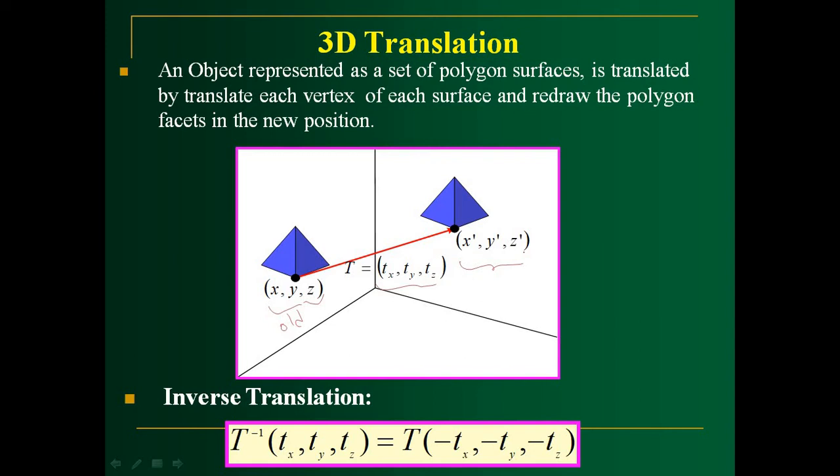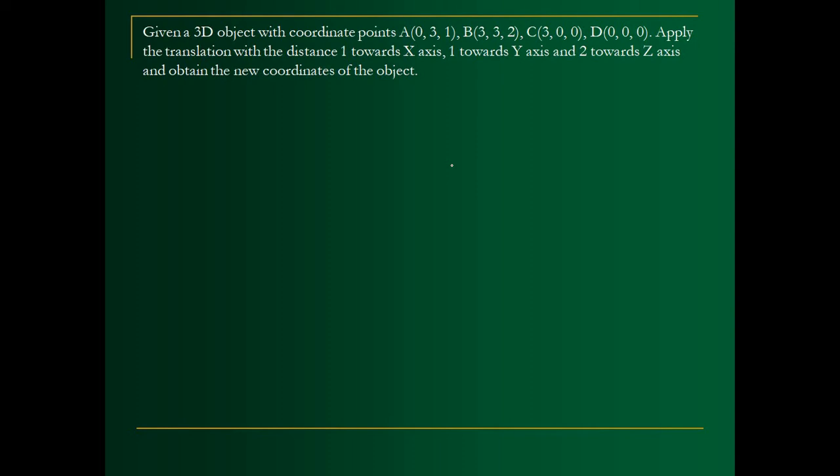Now let us give an example. Given a 3D object with coordinate points A (0, 3, 1), B (3, 3, 2), C (3, 0, 0), D (0, 0, 0), apply the translation with distance 1 towards the x-axis, 1 towards the y-axis, and 2 towards the z-axis, and obtain the new coordinates of the object. So here we know that tx will be 1, ty will be 1, and tz will be 2. This is the value that we have.